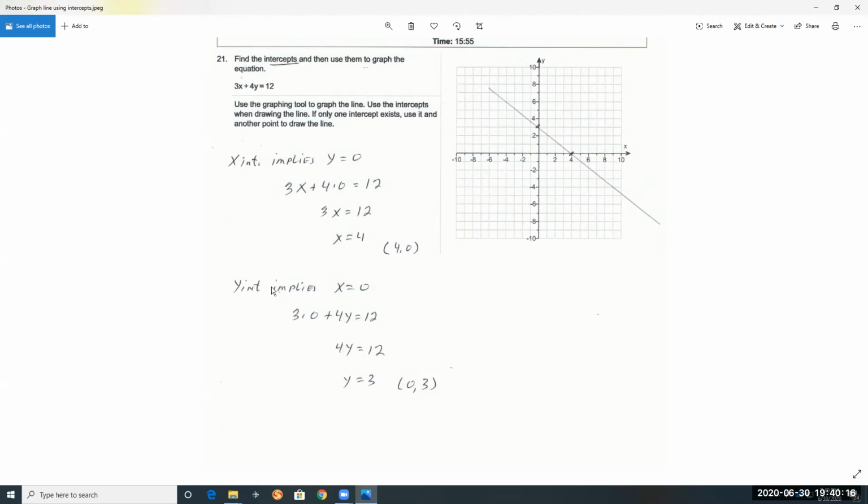The y-intercept implies x equals 0. Plug in 0 for x, so 3 times 0 plus 4 times y is equal to 12. 4y is equal to 12, y is equal to 3. The point that we want to plot is (0, 3). The first value, 0, is the x-coordinate. The second value, 3, is the y-coordinate. Connect the dots, we have a downward going line. If I were to solve this equation for slope-intercept format, I would observe the slope would be a negative number.